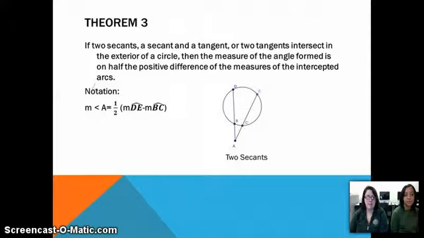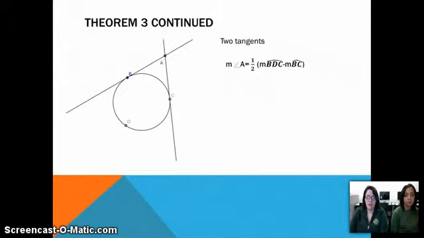Theorem 3 says if two secants, a secant and a tangent, or two tangents intersect in the exterior of a circle, then the measure of the angle formed is 1/2 the positive difference of the measures of the intercepted arcs. This means that the measure of angle A is equal to 1/2 the measure of arc DE minus the measure of arc BC. The same thing applies for two tangents. You take the larger arc minus the smaller.